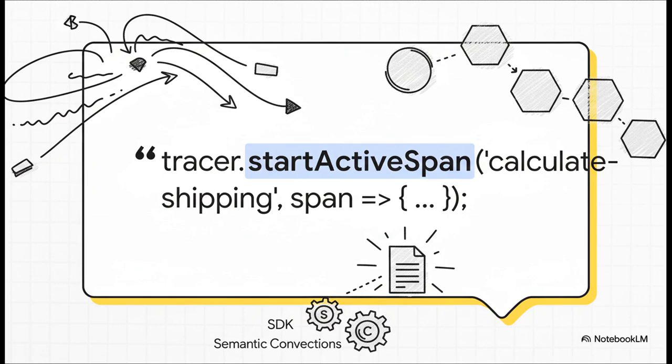And it's the same story in Node.js. The pattern just continues. You get a tracer, you start a span. And this is the real beauty of it. While the syntax is a little different for each language, the core concepts, and more importantly, the data that gets created, are all perfectly standardized. And that's all thanks to the SDK and those semantic conventions we just talked about.